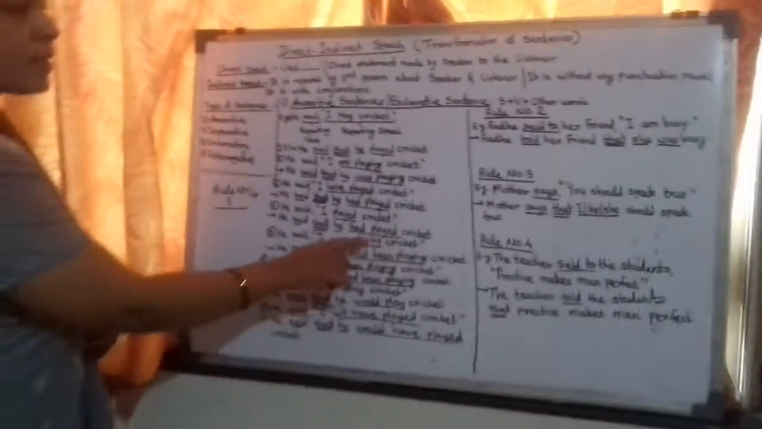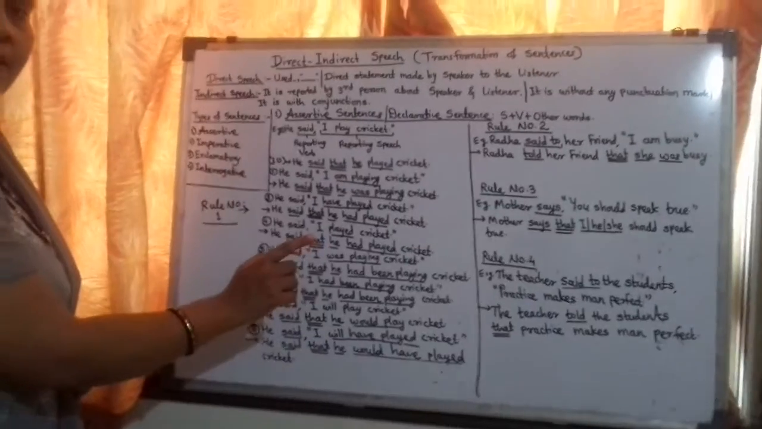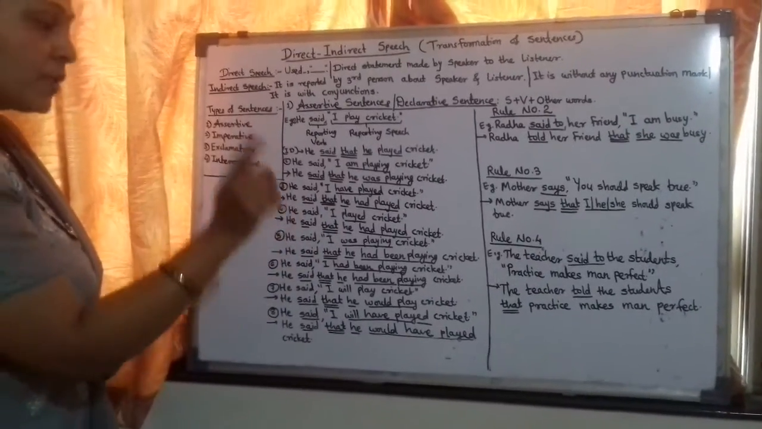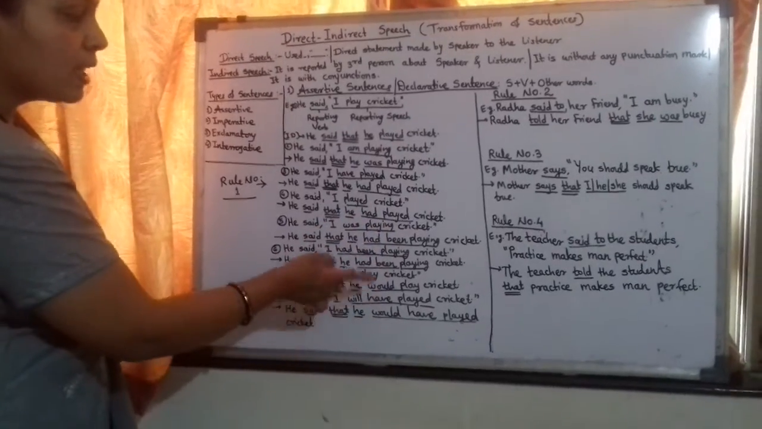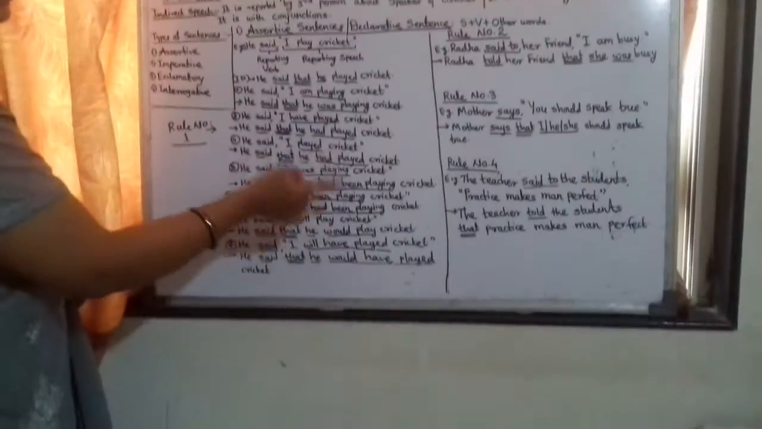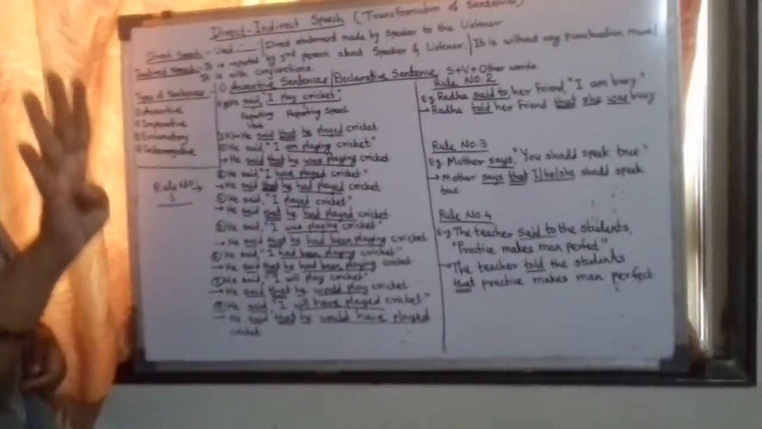He said, "I was playing cricket." This is in which type of tense? This is past continuous tense. If it is past continuous tense, then in indirect speech, it will be converted into past perfect continuous tense. That is tense number 4.